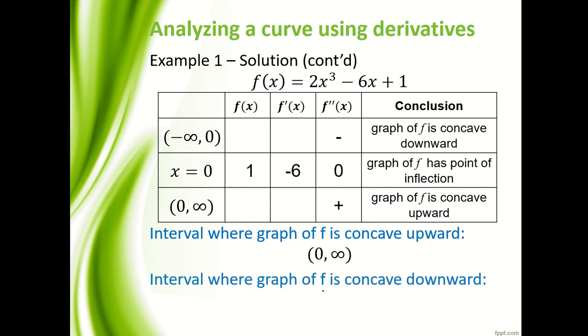The interval where the graph of f is concave downward is negative infinity to 0. And the point of inflection is where f double prime is 0. So when x equals 0, what happens? Our f of x is equal to 1, so the point is (0, 1). This is the point of inflection.